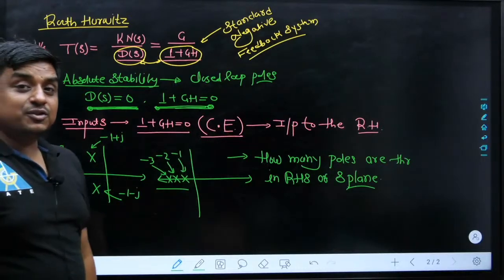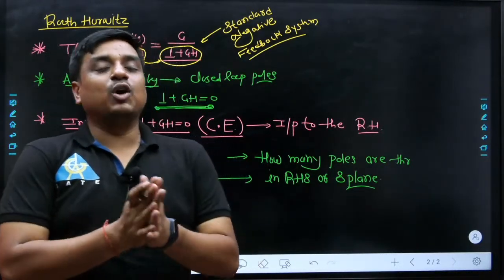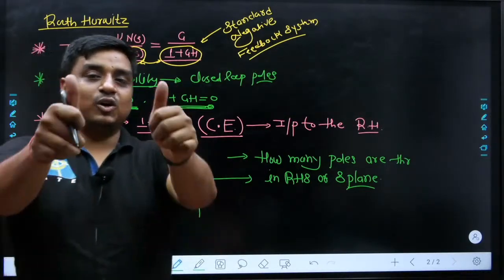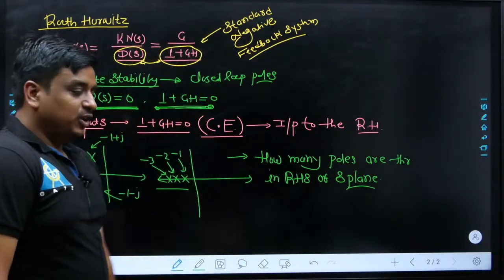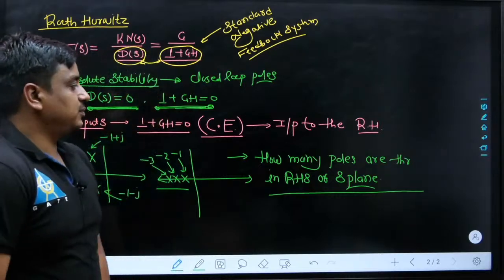Rather than locating the individual roots, he has just given a fundamental where you would be able to notice how many poles are there towards the right hand side. If there is no pole towards the right hand side, bingo, you are safe. Agreed till this point? Nobody should have any doubt as such.